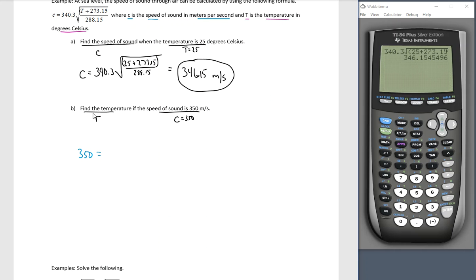350 is our speed of sound. Our C in general is equal to 340.3 times the square root of T plus 273.15 all over 288.15. Okay, now we want to isolate. To isolate the radical, we're going to divide both sides by 340.3. And I'm going to leave it. 350 divided by 340.3 equals this radical.